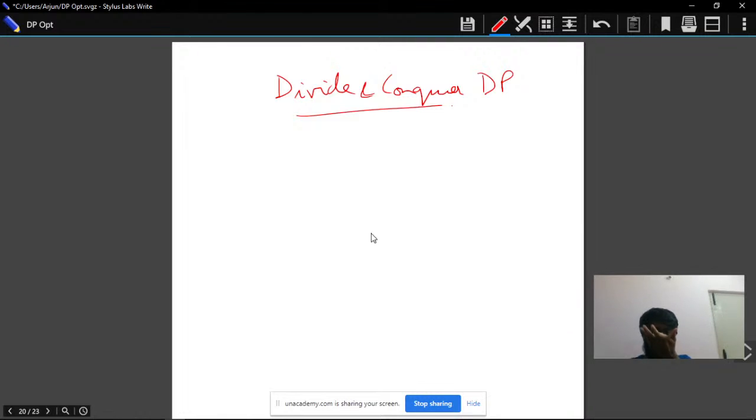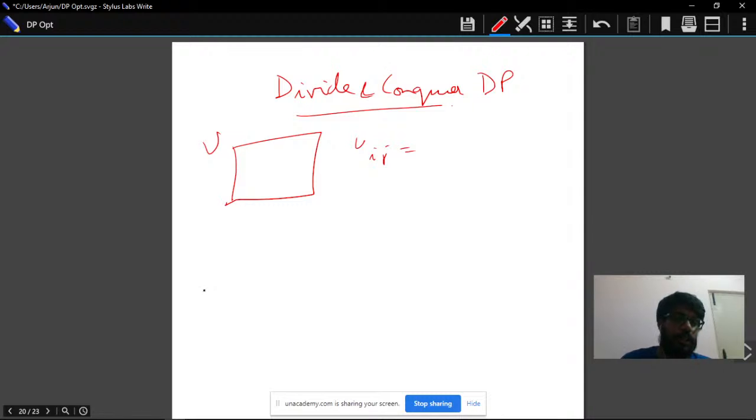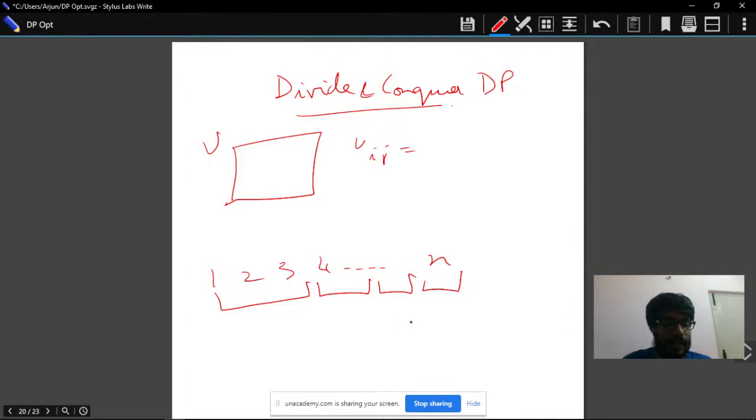So the input to this problem is a 2D matrix. It's given to you, where Uij represents the unfamiliarity. It's like the cost between a pair of people, and you basically have n people in a row. Order is important. What you want to do is batch them up into at most k, I believe k.